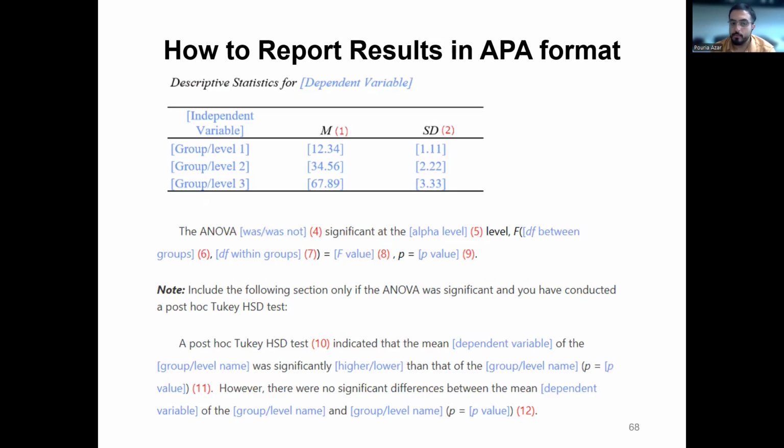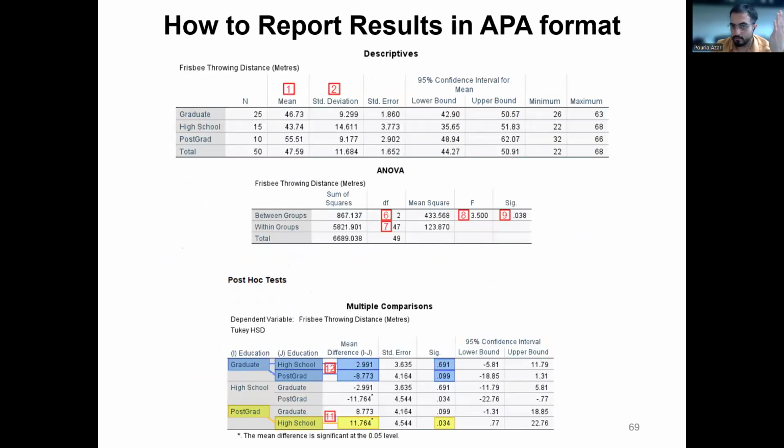So you can say a post hoc Tukey HSD test or a post hoc LSD test indicated that the mean of group X was significantly higher or lower than group Y, and so on. You can just follow this template. And you can get these numbers from the SPSS output.